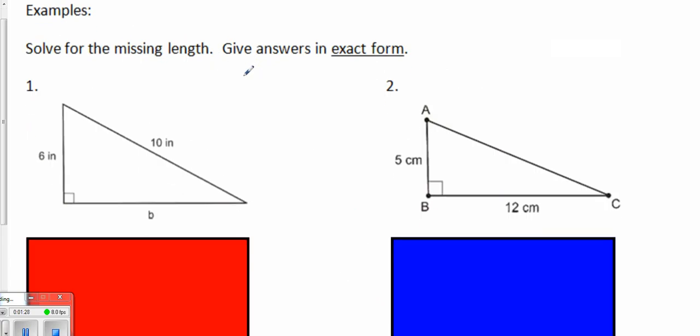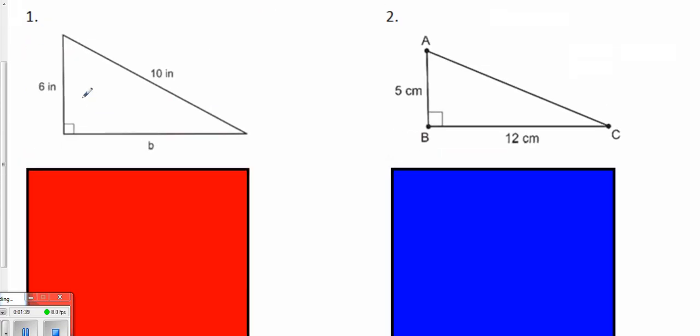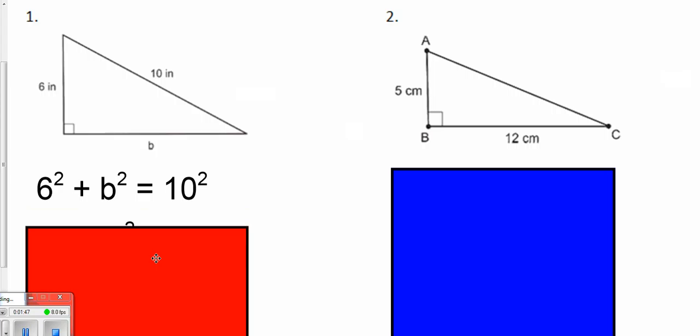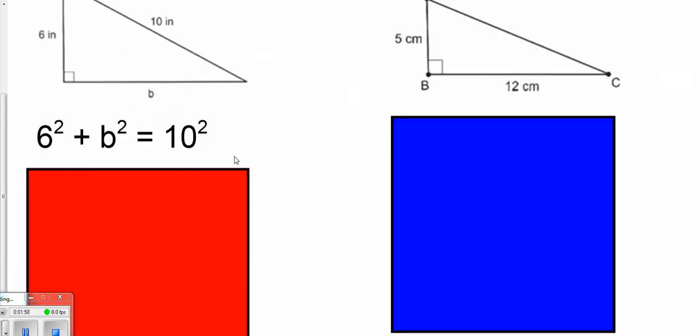So we're just going to be solving for the missing length, and we're going to leave our answers in exact form, so not rounding to any sort of weird decimals. So for example 1, we have one side length of 6, one hypotenuse of length 10, and a missing side b over here. So we would just plug it into our Pythagorean theorem, a squared plus b squared equals c squared. So 6 is a, we call it 6 squared plus b squared equals, our hypotenuse is 10 squared.